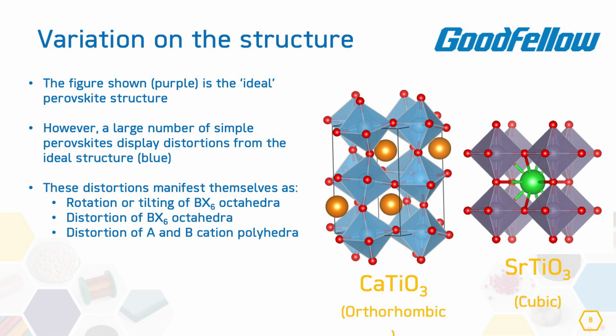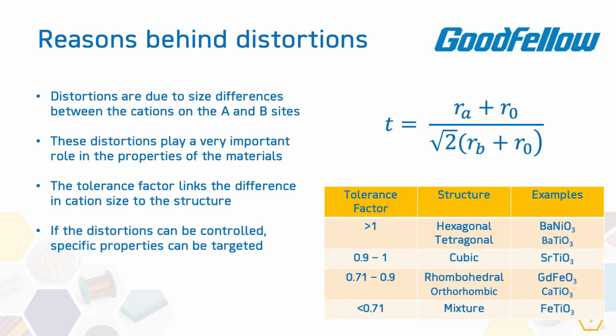So now I've described these distortions, you may well be thinking, why do these distortions take place? I'll explain this in a bit more detail. It is simply to do with the size of the A and B cations, or rather the difference between the size of the A and B cations. In the ideal structure, everything is perfectly balanced. The size of the atoms, the bond lengths and the bond angles are all ideal. That is strontium titanate, which we saw on the previous slide.